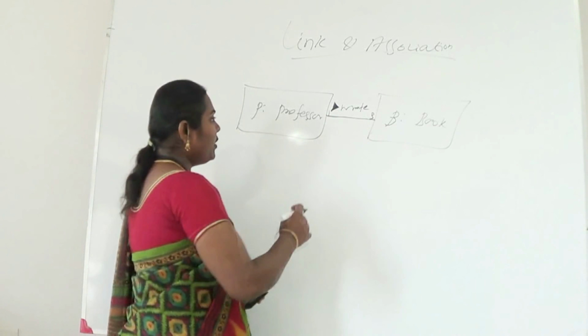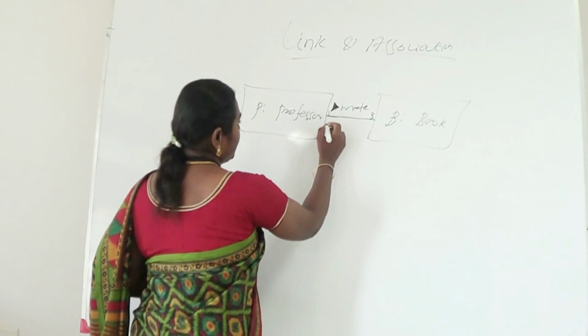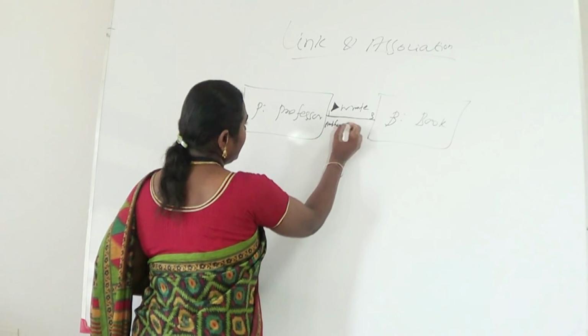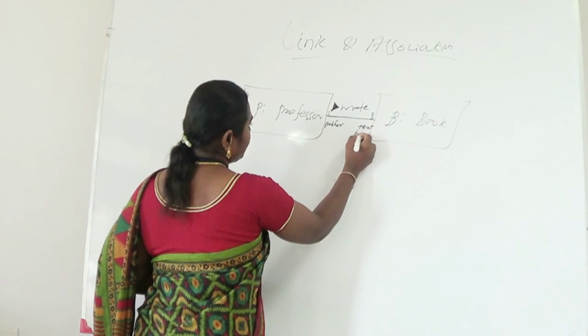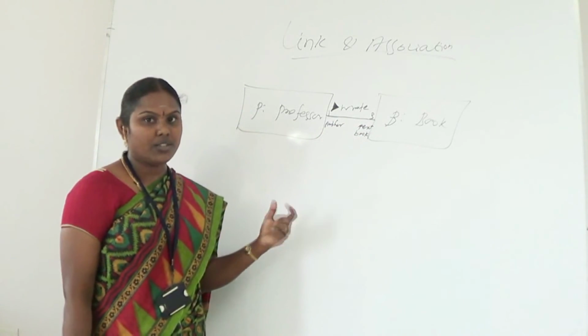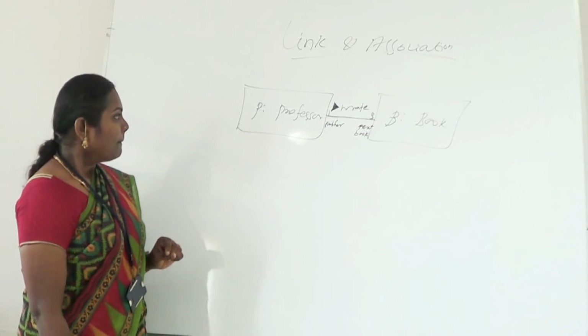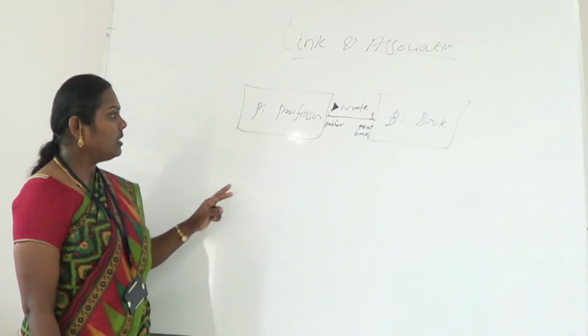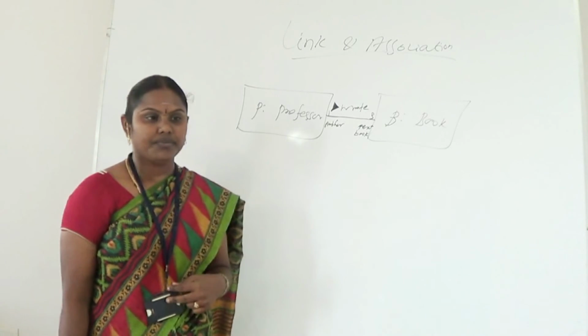And also we have to specify the role of the association. Here we specify author and textbook. So likewise we have to specify the role of the association also. So this is the example for link.